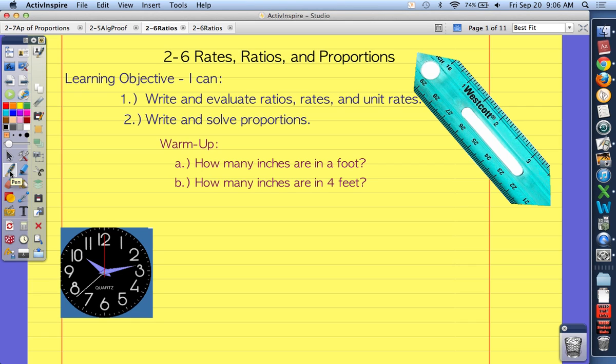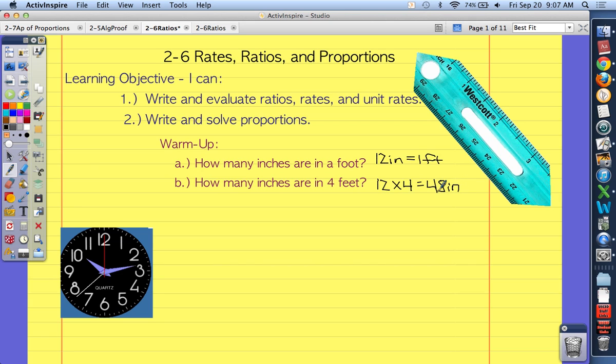So to start us off, the warm-up: how many inches are in a foot? You should know this. There's 12 inches in 1 foot. We're going to use this idea for a conversion factor later. How many inches then are in 4 feet? You just take the 12 and multiply it by 4. So 48 inches.